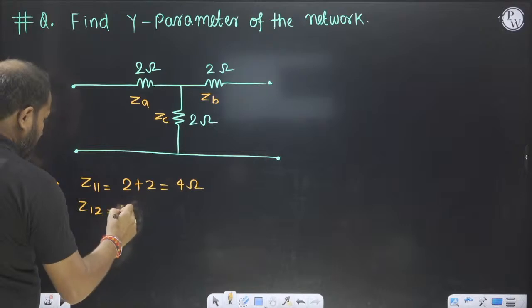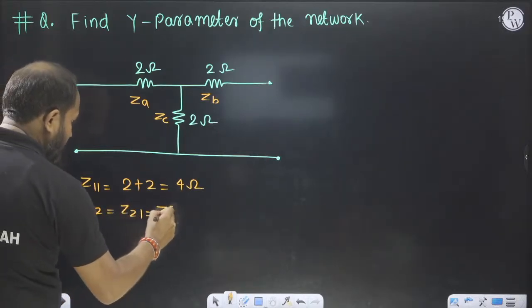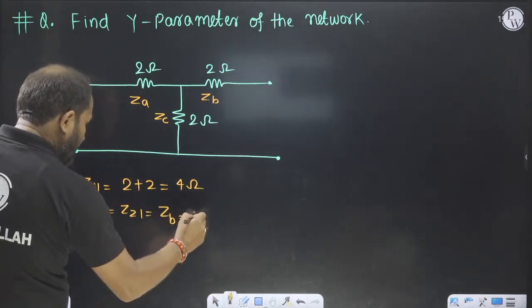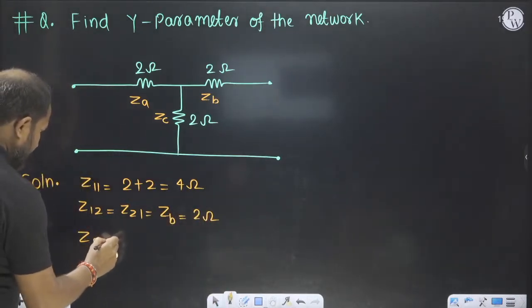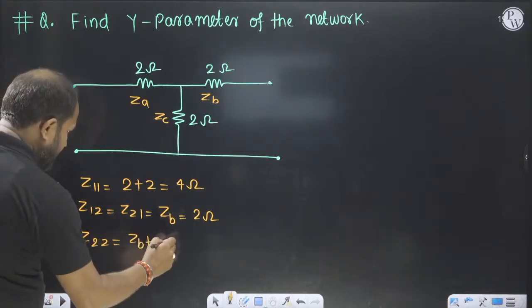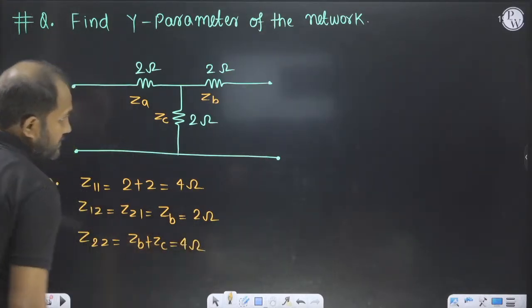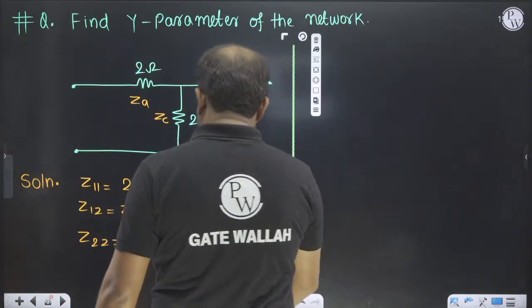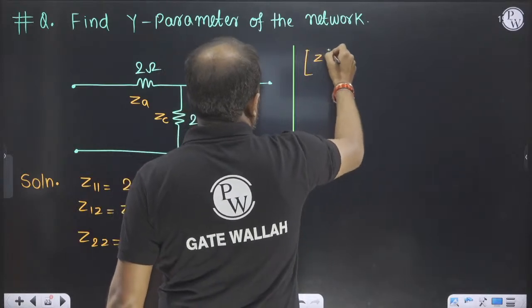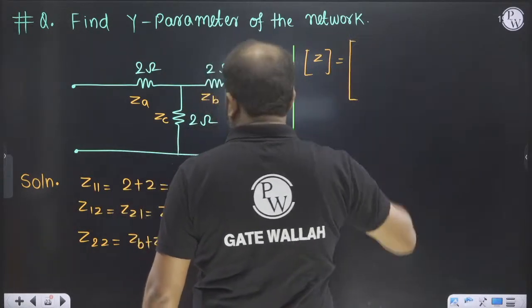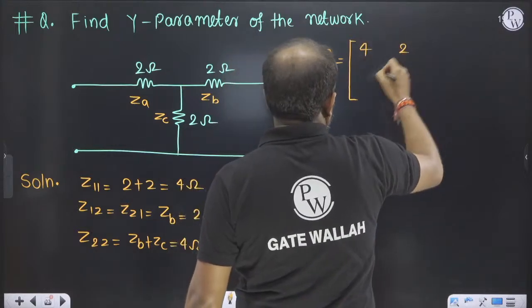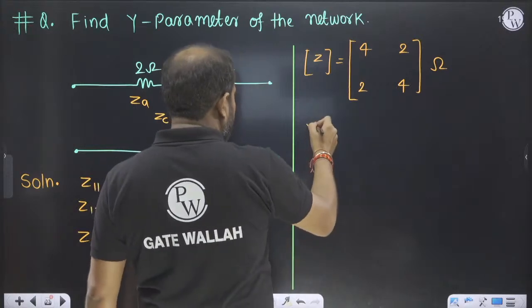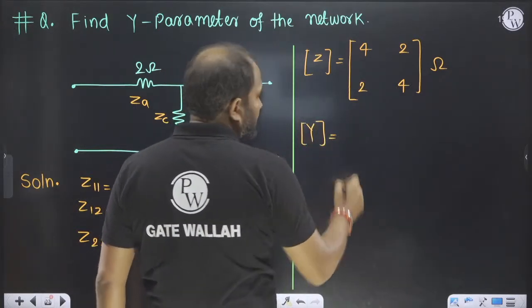Z12 and Z21 is equal to ZB, so it will be 2 ohm. And Z22 is equal to ZB plus ZC. It will be 4 ohm. Then we have the Z matrix. What is the Z matrix? The Z matrix is 4, 2, 2 and 4. This type of question is asked in the exam. So many times they will ask this question.